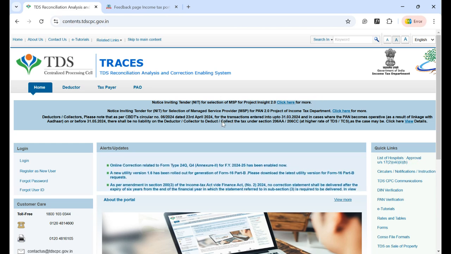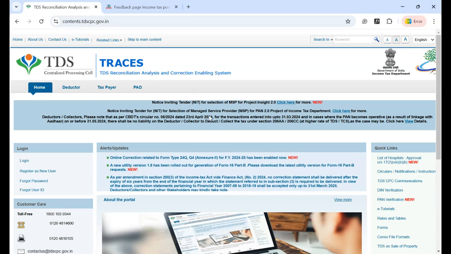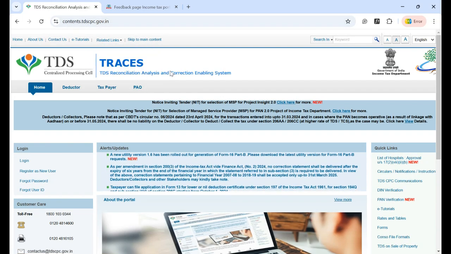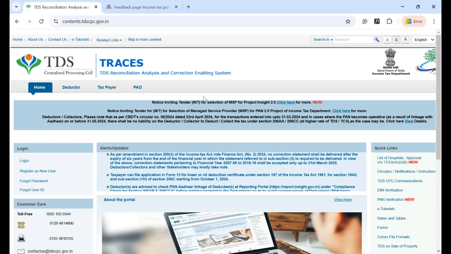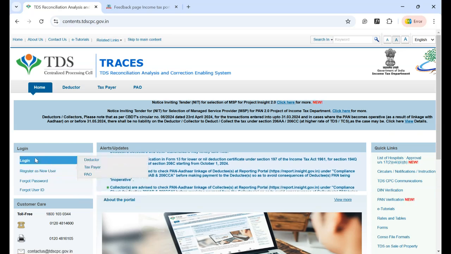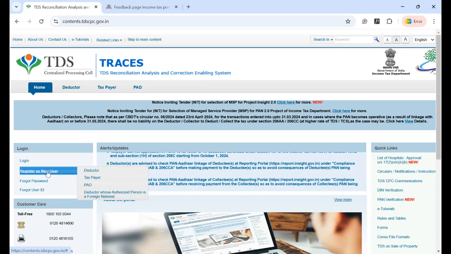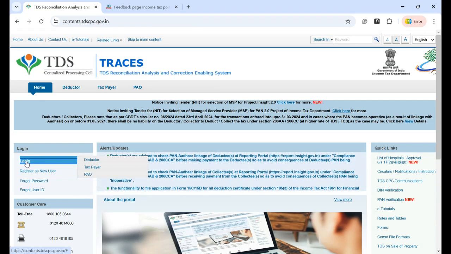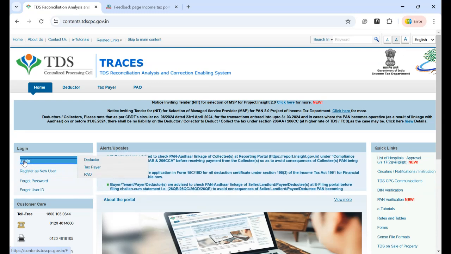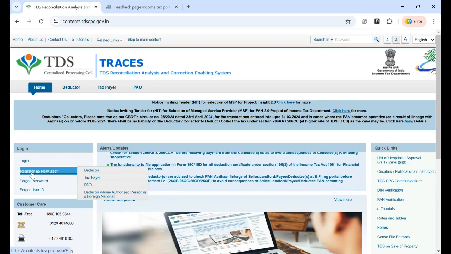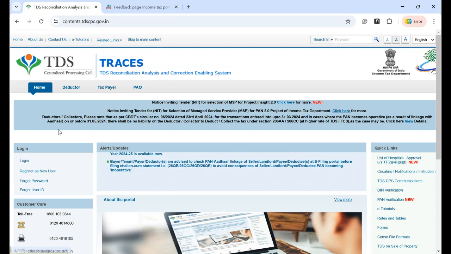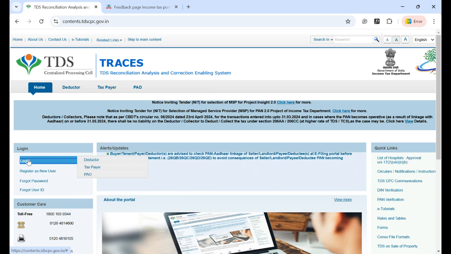In that case, we are supposed to visit the TDS TRACES portal. The URL address is contents.tdscpc.gov.in. Here we are required to register or log in. If I am already registered, then we go to login. If I am not registered, then we will use register as a new user. Say I am already registered, so I will use login.